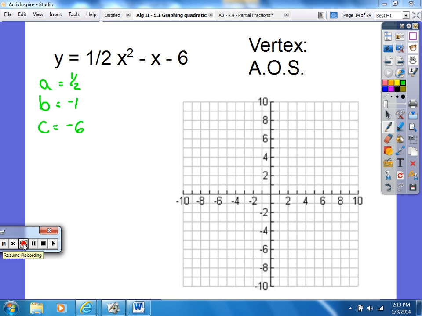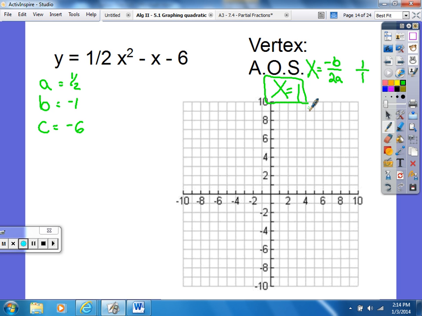So we found our A, B, and C. So now I'm going to find my axis of symmetry by using my formula. X equals negative B over 2A. Negative B would be positive 1. 2 times 1/2 is 1. So my axis of symmetry is X equals 1.